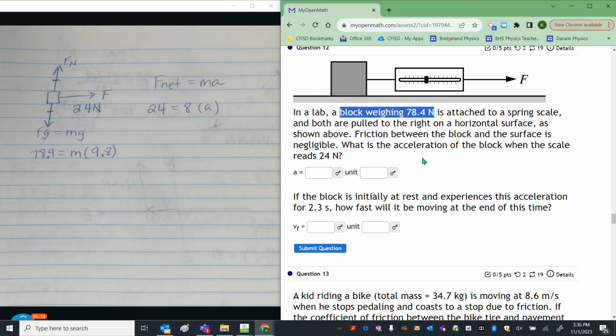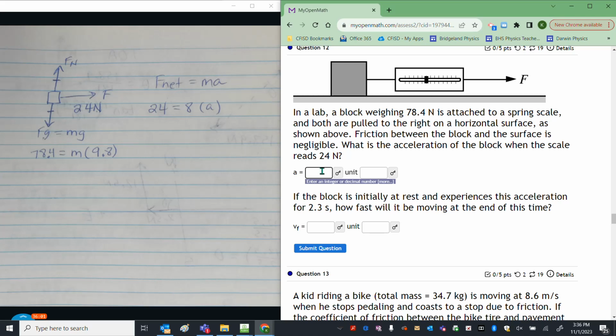Okay, so the mass of this object is 8 times A. So 24 equals 8 times A. Of course, when I divide both sides by 8, 24 divided by 8 is going to be 3 for A. My unit will be meters per second squared.